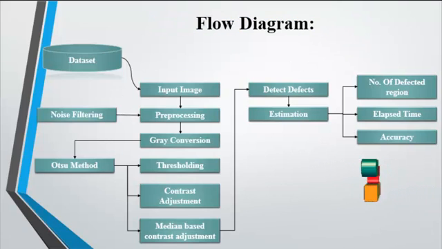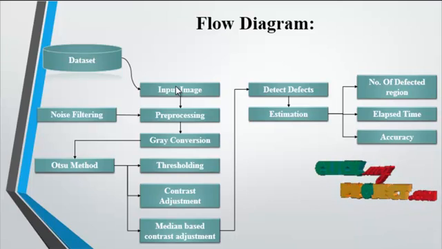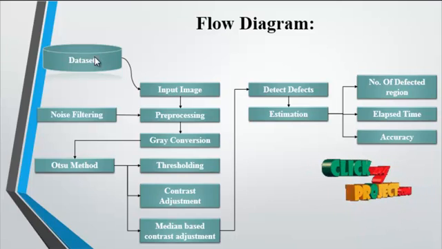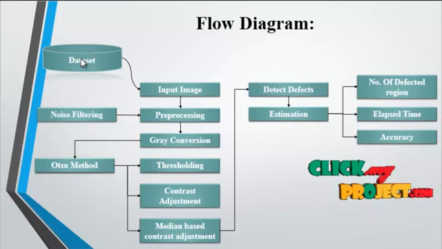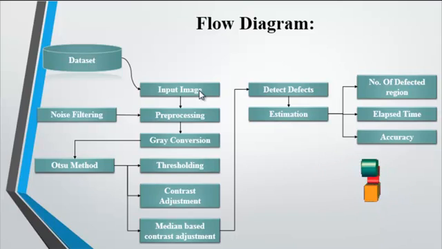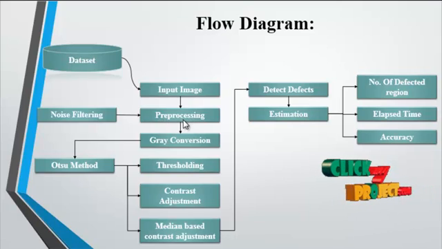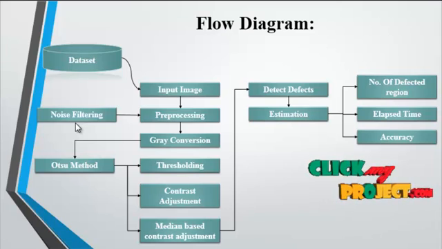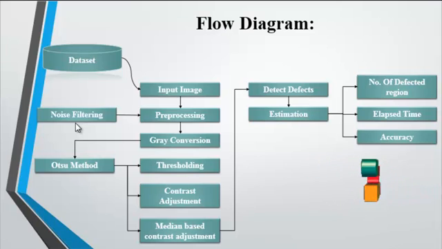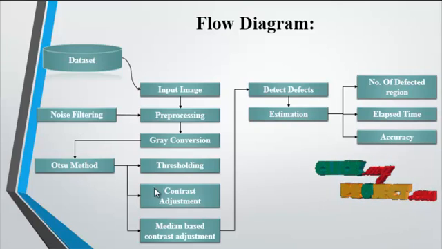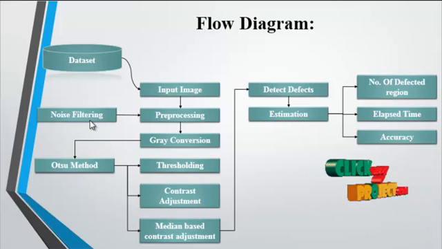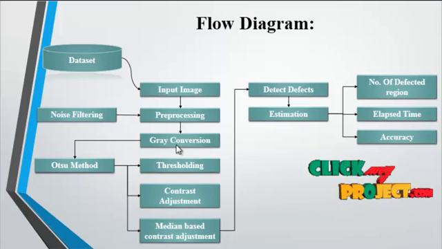Now we discuss the flow diagram for the process. At first, the input image is taken from the dataset. The dataset is nothing but the folder which consists of the several images undergoing the process. After getting the input image from the dataset, the pre-processing is carried out. In the pre-processing, we have majorly considered the noise filtering. The noise filtering is nothing but filtering the noise from the image. After the noise filtering, the noise-free image is converted into grayscale. This step is known as the grayscale conversion.